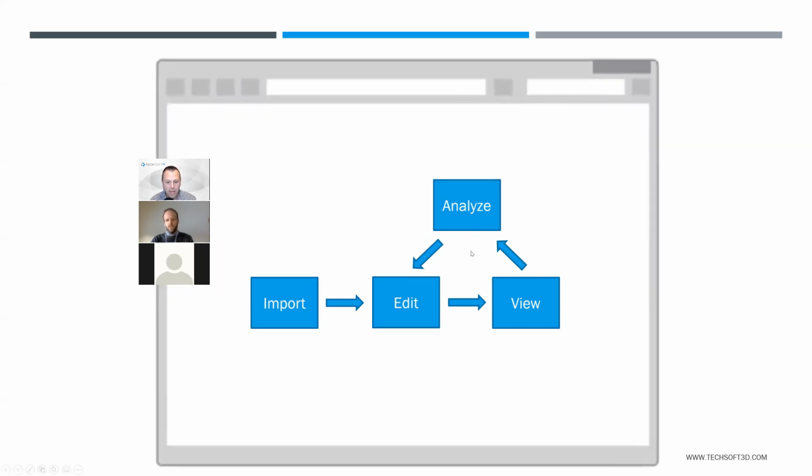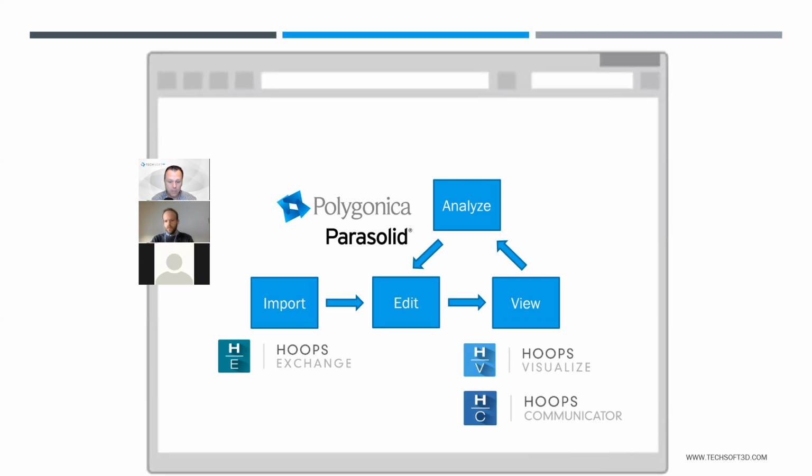Like I mentioned, at Techsoft we have a set of different tools. For CAD import, we have Hoops Exchange, and that brings in your 30 plus different CAD file formats. For visualization, we have Hoops Visualize and Hoops Communicator, and we just added a new product to that suite called Ctron for visualizing analysis results. And then for analysis and edit, in this space, we have Polygonica. We showed that to you already. We'll show you something real briefly in a minute. But we also have Parasolid, which is the industry standard in solid modeling, and a connection between the two of those. I know Polygonica has been working on those.